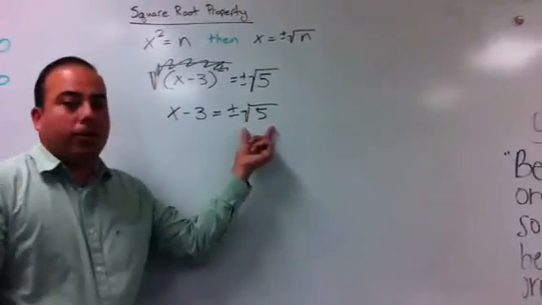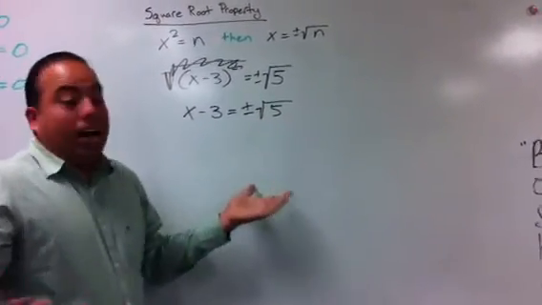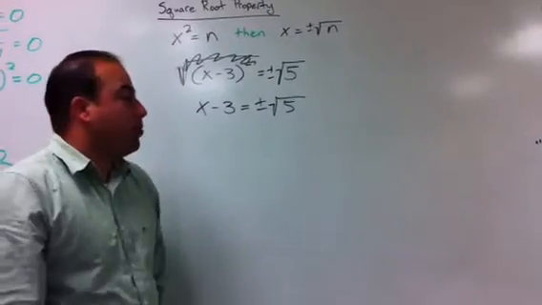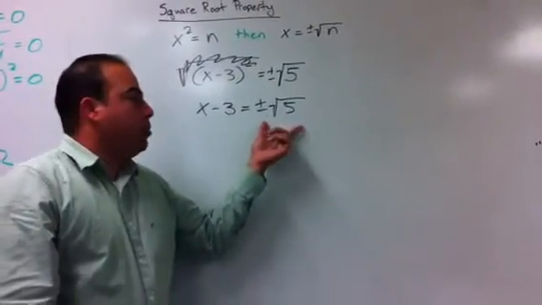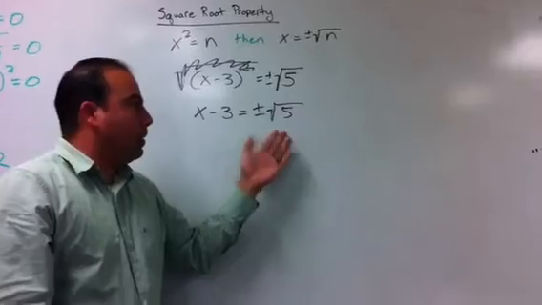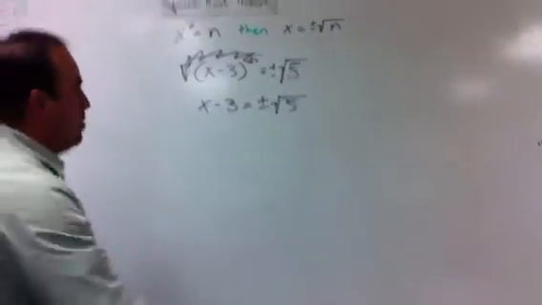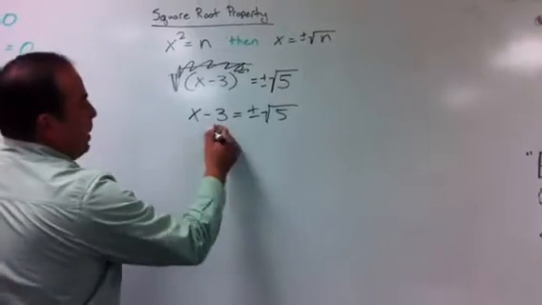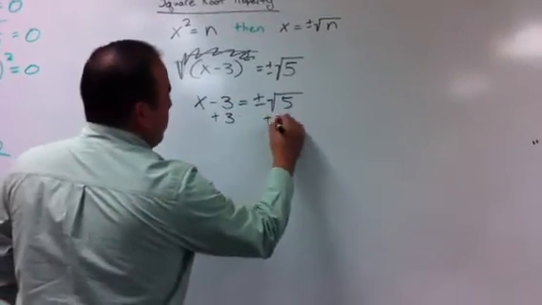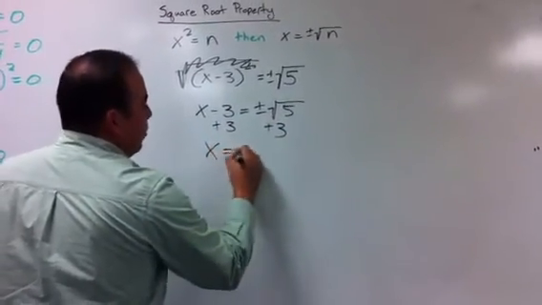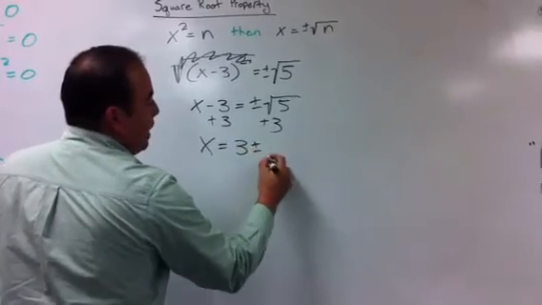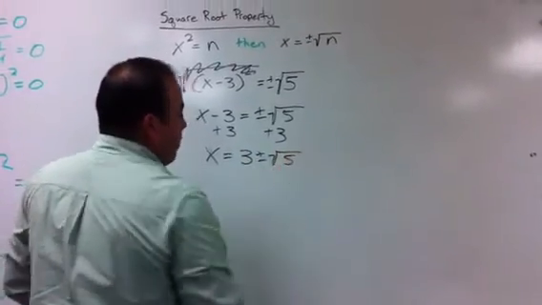And I'm leaving this the square root of 5 because I don't know the square root of 5. It's not a perfect square, and you shouldn't either. If you do put it in the calculator, please don't put it there. Just leave it as a square root. Only change the perfect squares over to numbers. So this is pretty easy to get x by itself. I just add 3. And I'm left with x equals 3 plus or minus the square root of 5.